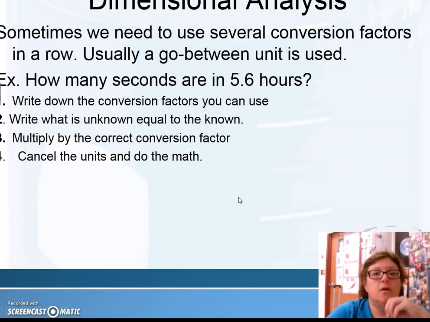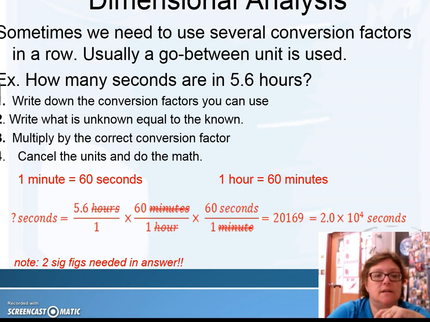Sometimes we may need a go-between. How many seconds are in 5.6 hours? Well, you all know that there are 60 minutes in an hour, and there are 60 seconds in a minute. So if we multiply 5.6 hours times 60 minutes per hour times 60 seconds per minute, we come up with 20,169 seconds.